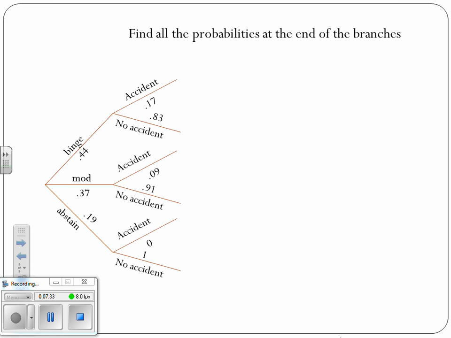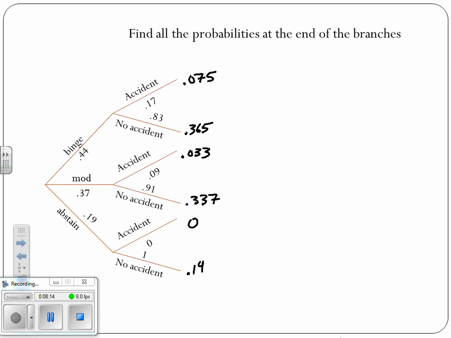One of the great ways to check if your tree is set up right is to find the probability at the end of every single branch. So for example, 0.44 times 0.17, this is 0.075. Binge drinkers that have not had an accident, 0.44 times 0.83, 0.365. Moderate drinkers, 0.37 times 0.09, so this would be 0.033. 0.37 times 0.91, 0.337, and then here's 0.19.